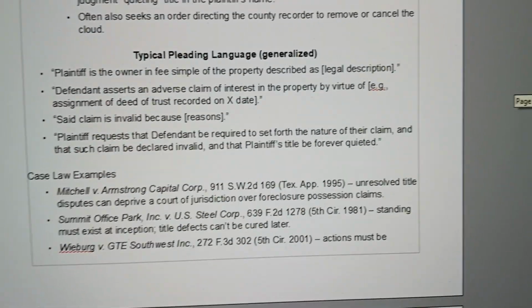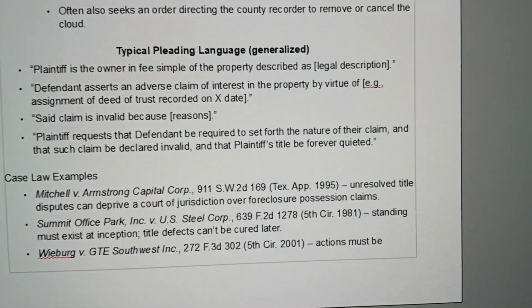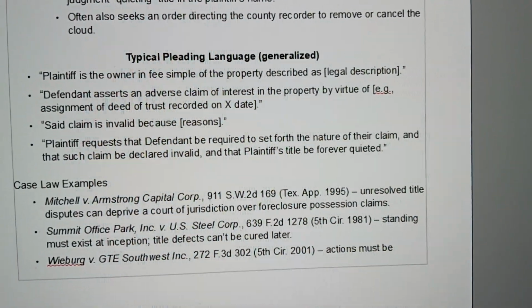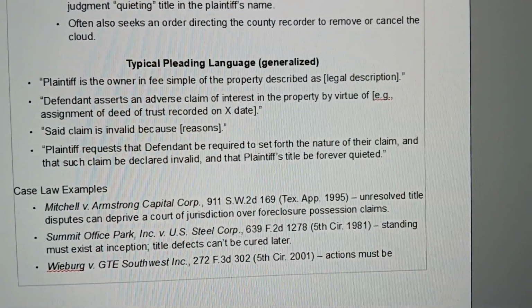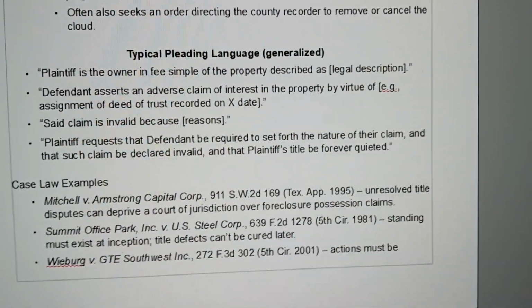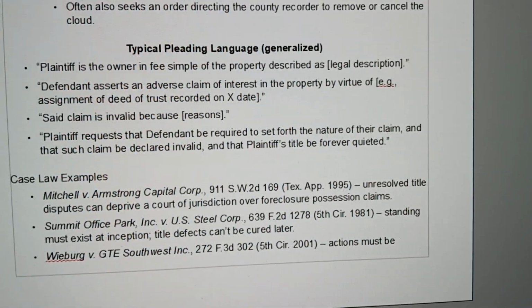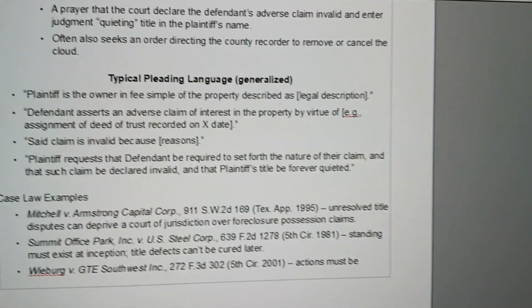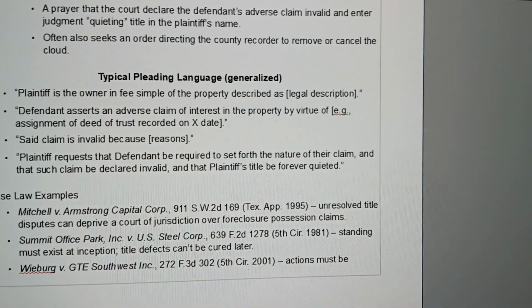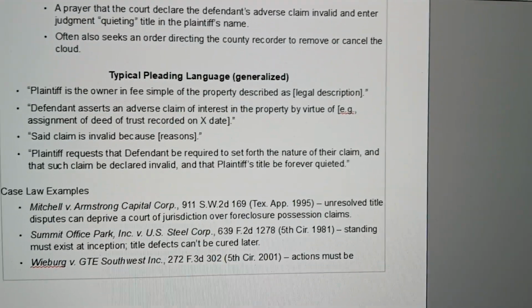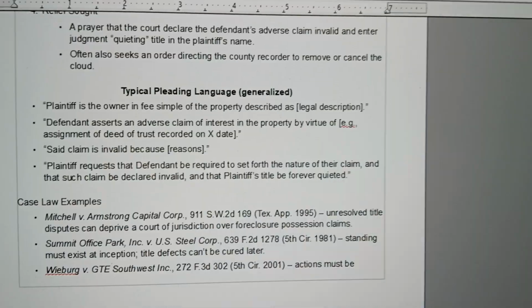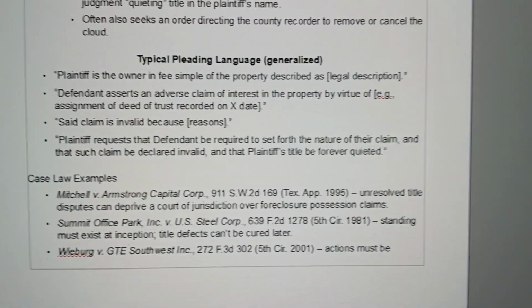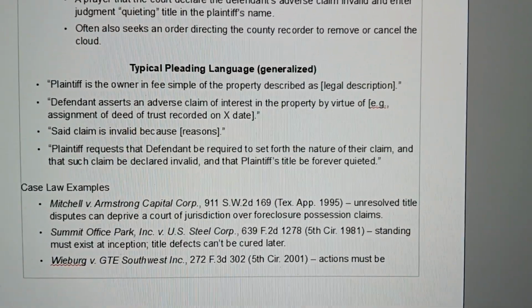Mitchell versus Armstrong Capital Court. Unresolved title disputes can deprive a court of jurisdiction over foreclosure possession claims. That means that a JP court cannot rule on title disputes. So if you're in eviction court, the JP court cannot go over that stuff. You have to be in a regular court, like the state court or federal court, but not JP court.